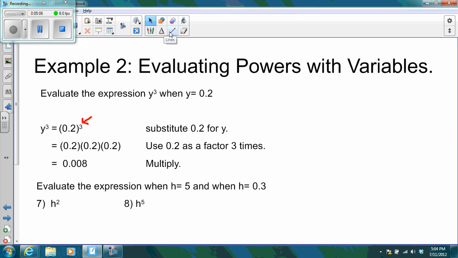So it looks like there's 2 problems, but you're actually going to get 4 answers because you're going to evaluate h squared when h equals 5 and when it equals 0.3. And the same for number 8, h to the 5th when h equals 5 and when h equals 0.3. Press pause now and complete them.